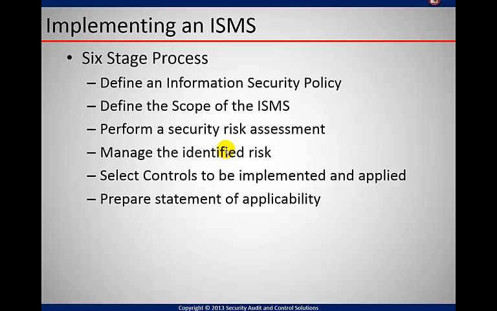Now, when we look at implementing our information security management system, it is a 6-stage process. We have to define an information security policy. We have to define the scope of the information security management system, perform a risk assessment, manage the identified risk, and then select the controls to be implemented and applied, and then prepare a statement of applicability.